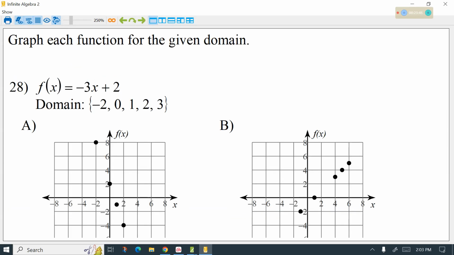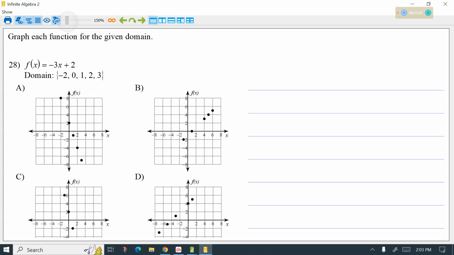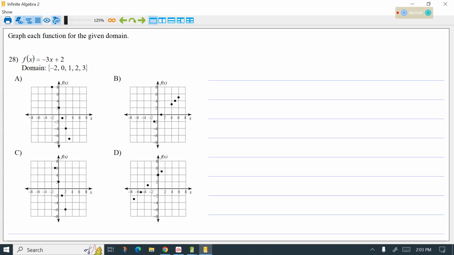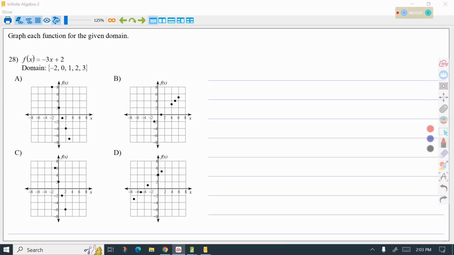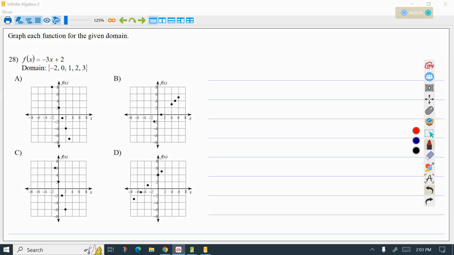And now we get this value. Okay, and we were talking about graphing this discrete domain. So here's the way this works. This function is telling us to graph f of x equals negative 3x plus 2.